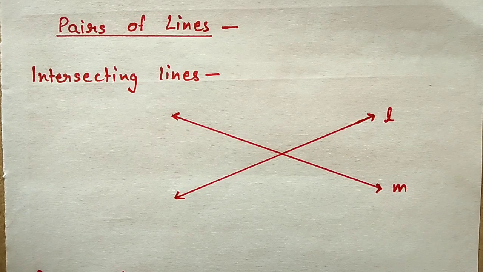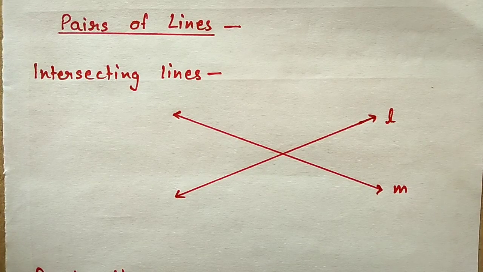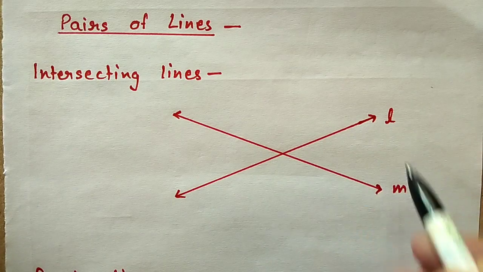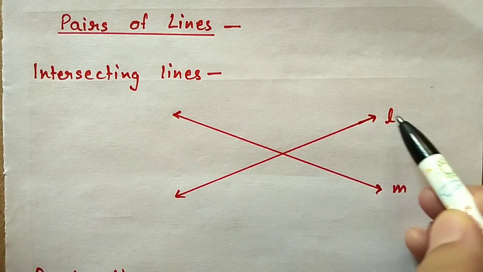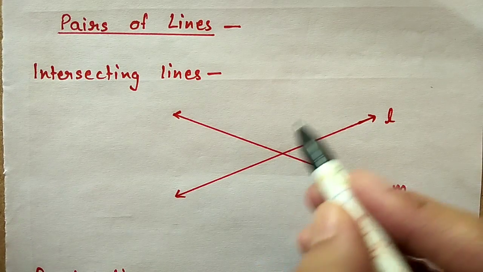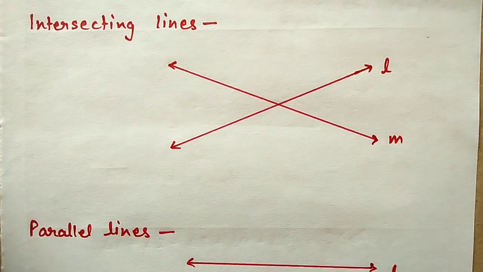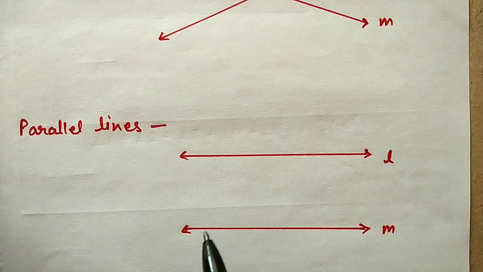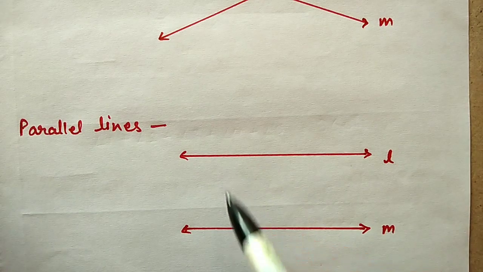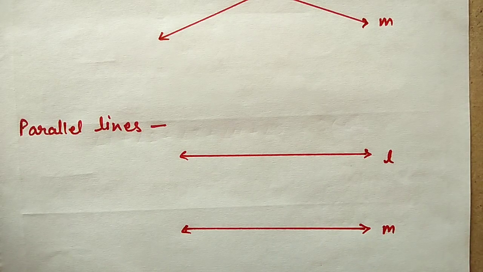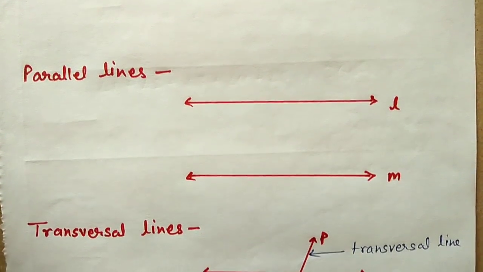After angles we have pairs of lines. First one is intersecting lines. Already we have discussed, if two lines cut each other at a point, then we will call them intersecting lines. You can see here line L and line M, both are intersecting each other at one point. So these two lines are intersecting lines. The second type of lines are parallel lines. Parallel lines will not intersect each other. Always the distance between these two lines will be the same. They will go parallelly.